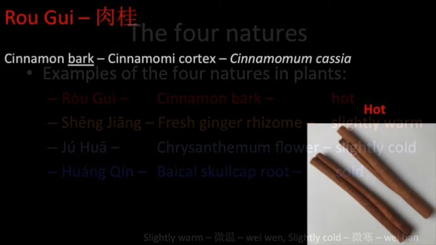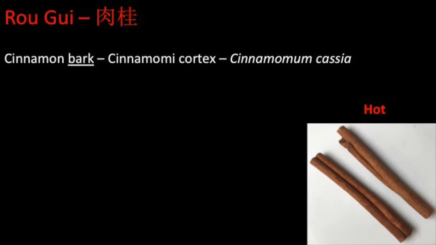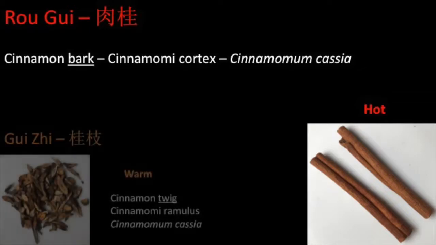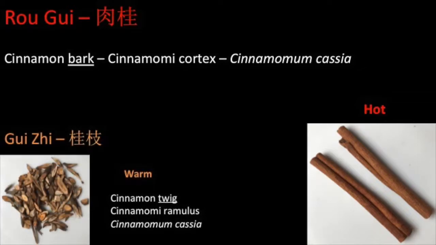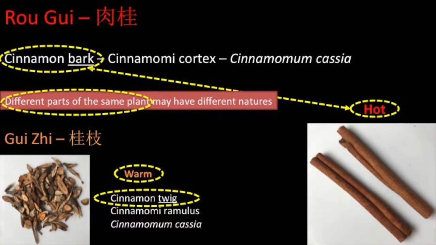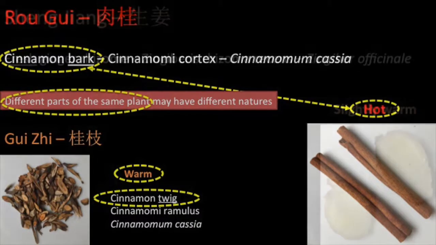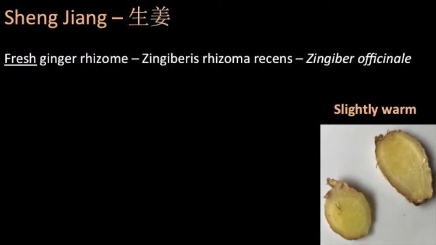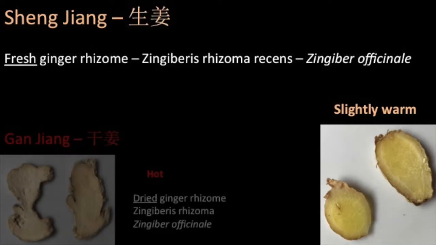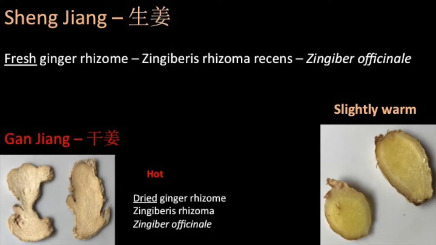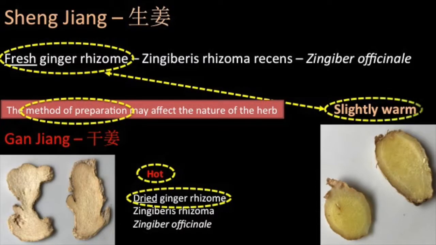Rou Gui is Chinese cinnamon bark or cassia bark, and its nature is hot. In the Chinese pharmacopoeia, the twig of the cinnamon plant, gui zhi, is also used, and in this case its nature is warm. This shows that different parts of the plant may have different natures in Chinese herbal medicine. Fresh ginger rhizome is slightly warm in nature. It's good at inducing sweat. Dried ginger rhizome, on the other hand, is considered to be hot and has a much stronger internal heating effect. This shows that the way that herbs are prepared can also alter their nature.